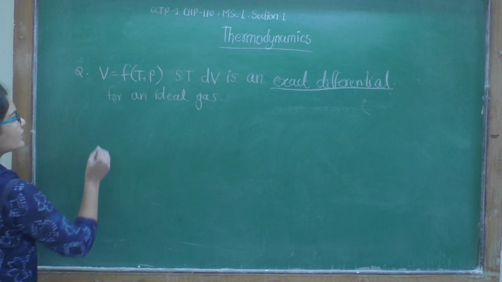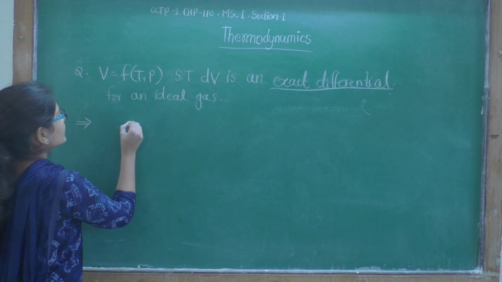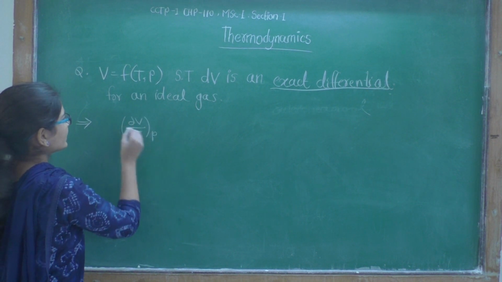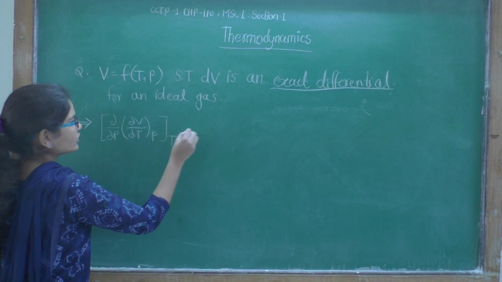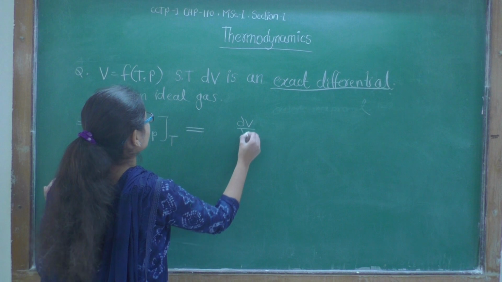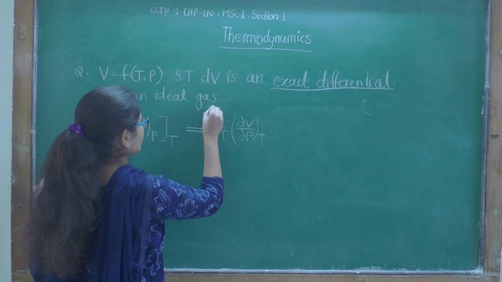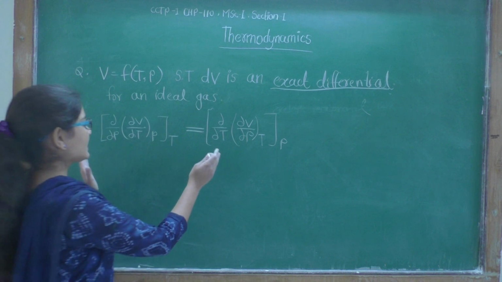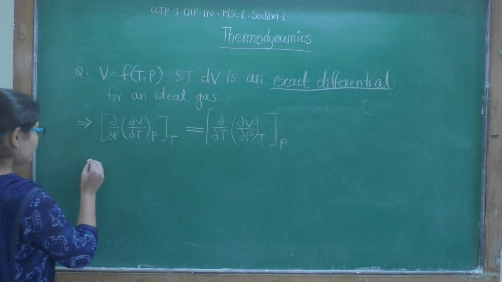According to Euler's reciprocal rule, what should the equation be? ∂/∂P of (∂V/∂T) at constant pressure, at constant temperature, should equal ∂/∂T of (∂V/∂P) at constant temperature, at constant pressure. This is Euler's reciprocal rule, and if it is satisfied, then we can say that it is an exact differential. So let's first calculate ∂V/∂T at constant pressure.